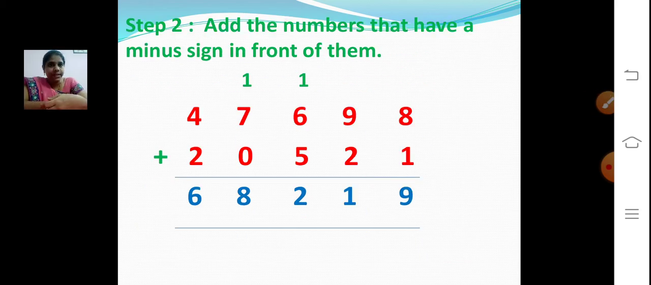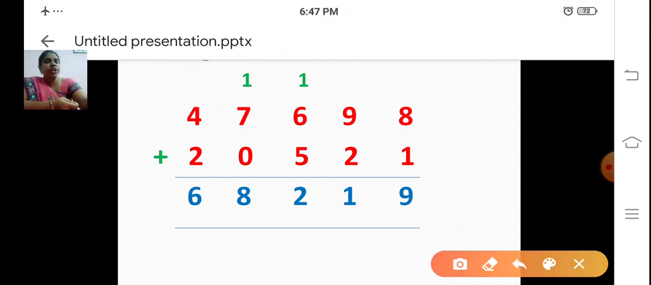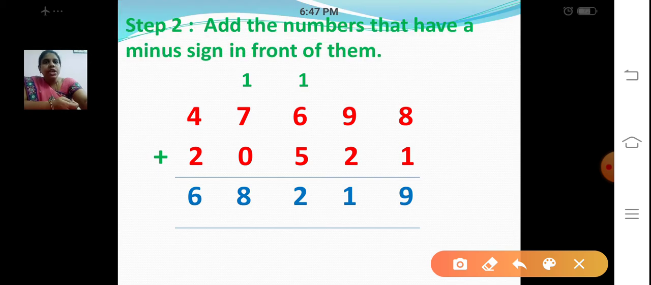Add the numbers that have a minus sign in front of them. So these two numbers have a minus sign in front of them, and we're going to add these two numbers. So 47,698 plus 20,521. Shall we add these two numbers now?